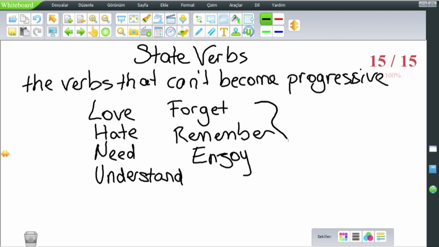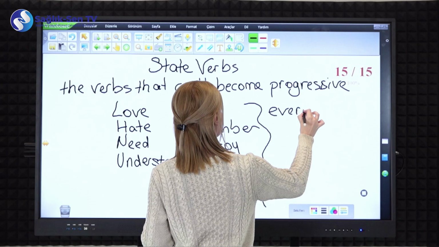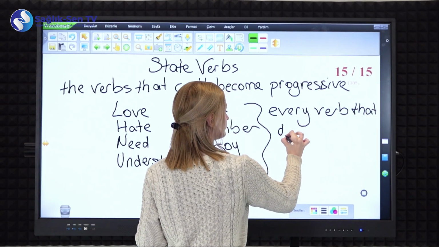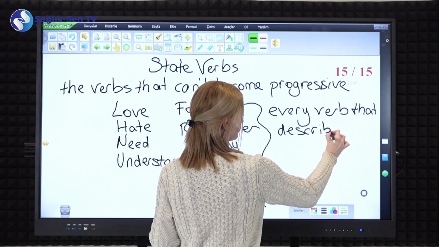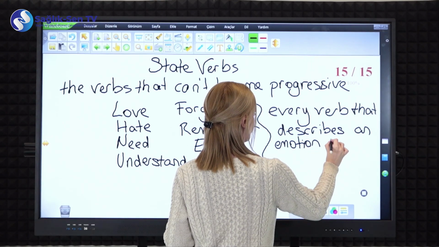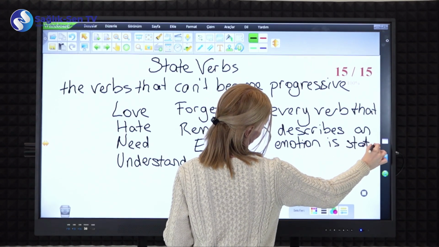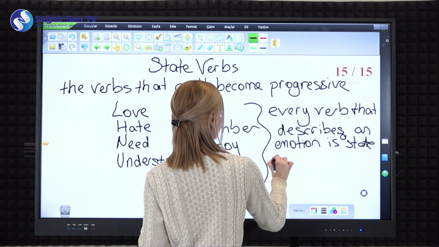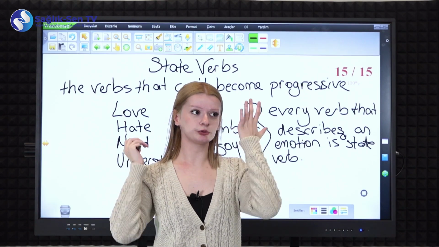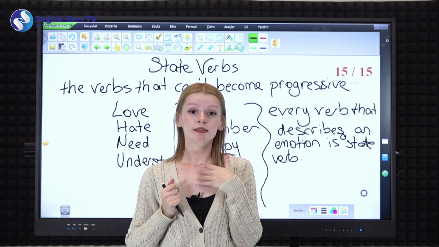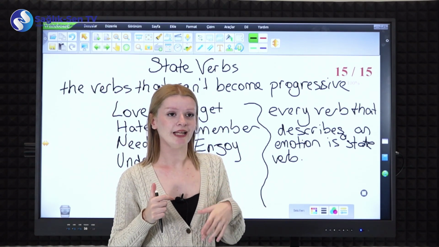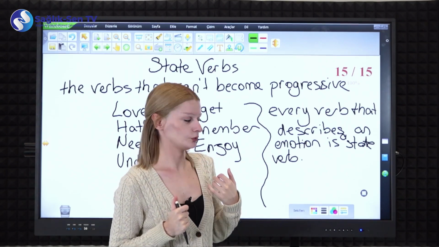And every verb that describes an emotion is a state verb. I'm telling you this because I don't want you to memorize them, because you're going to forget that. But when you understand its logic, it's easier to remember and use.